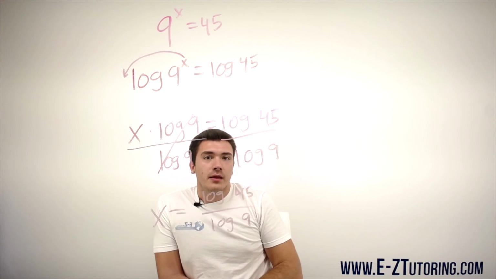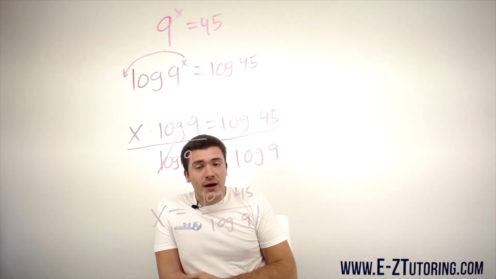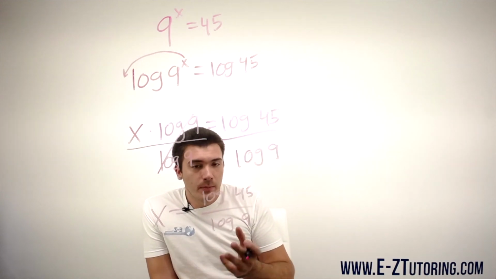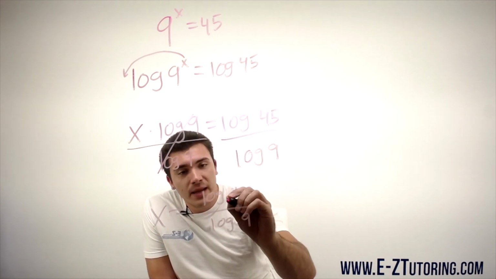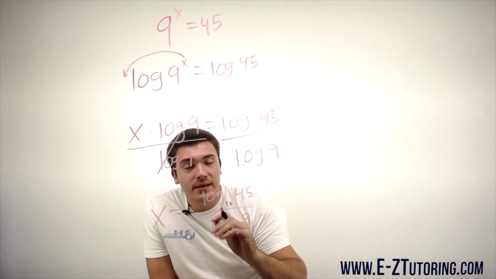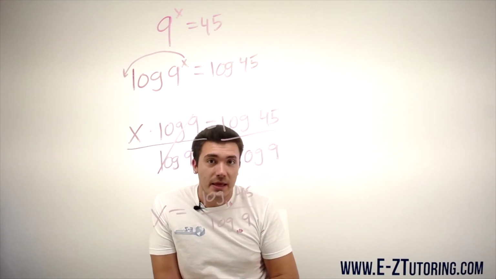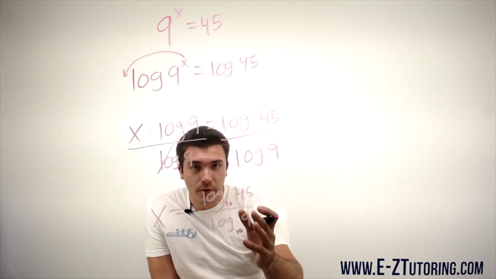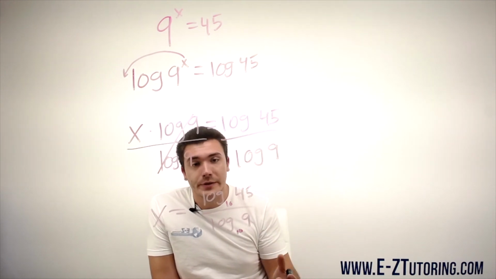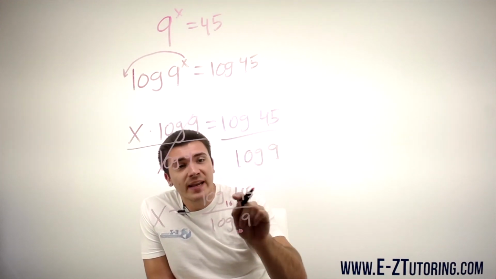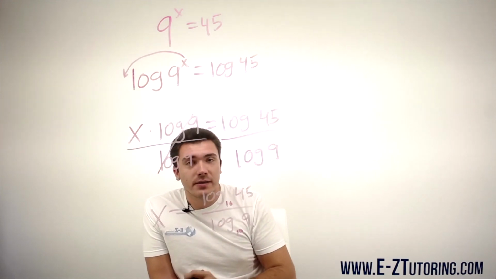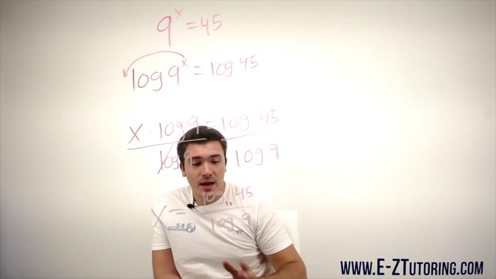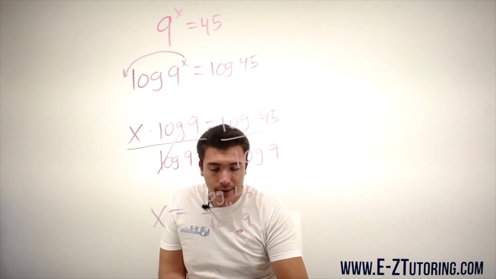Now, you can plug this into your calculator. A lot of people might ask, what base is on the log? Your standard base for a log is 10. Whenever the base is not written down, you can assume it has a base of 10. Plus, the majority of calculators won't even let you put a base on the log, and they will only do log 10. But either way, find out what log 45 is, find out what log 9 is, divide them, you get your answer for x.